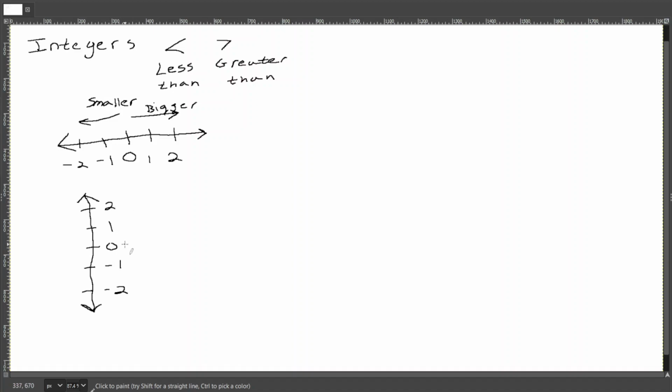This could be something like a word problem asking about sea level. Sea level would be where the sea is, right on level, and anything above would be above sea level, and anything below would be below sea level.